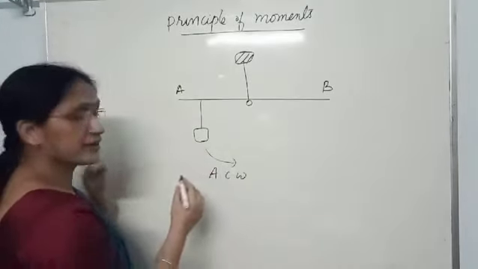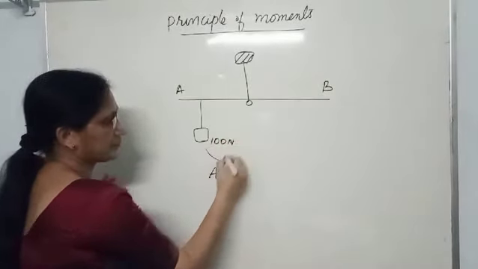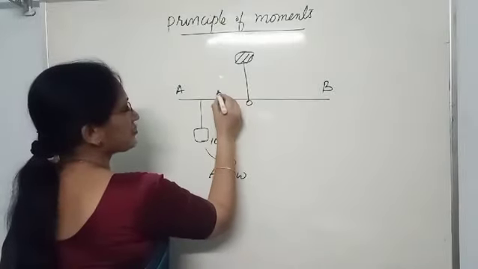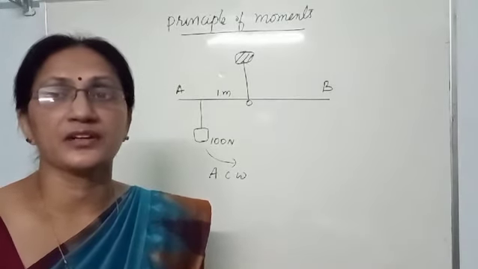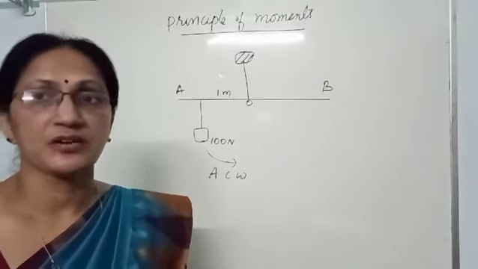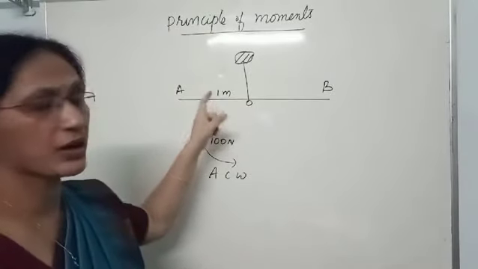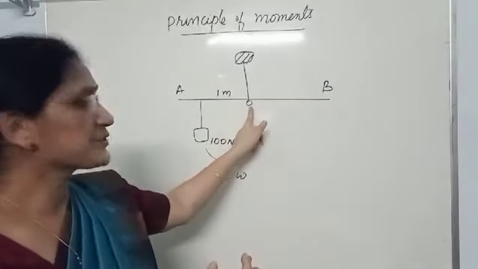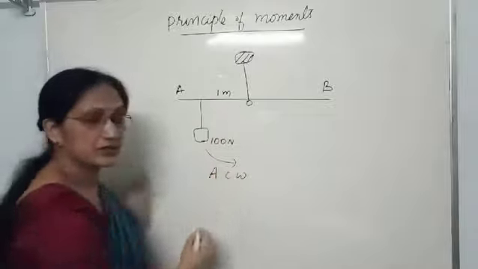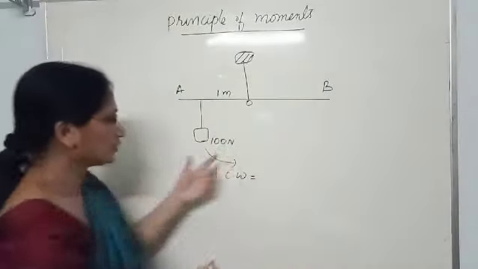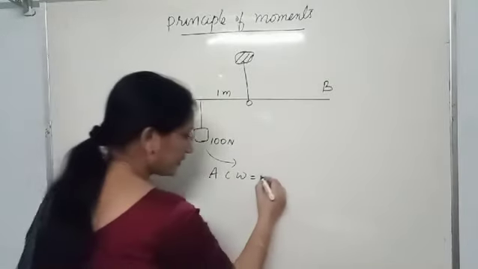Suppose the weight hanging here is 100 Newton and this distance is 1 meter. So how much is the anti-clockwise moment? Moment is force into moment arm. Force is 100 Newton, moment arm is 1 meter, the distance from the pivoted point to the line of action of force. So it is 1 meter. So anti-clockwise moment is equal to force into moment arm, 100 into 1, which is 100 Newton meter.